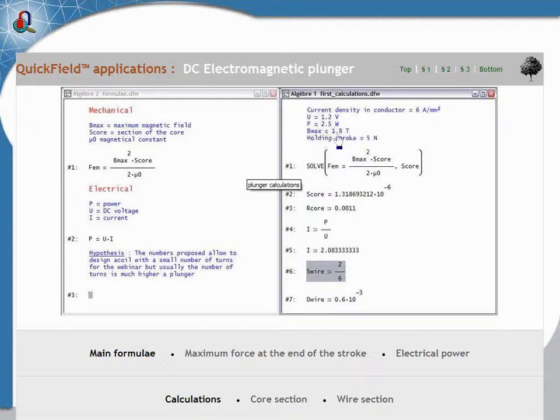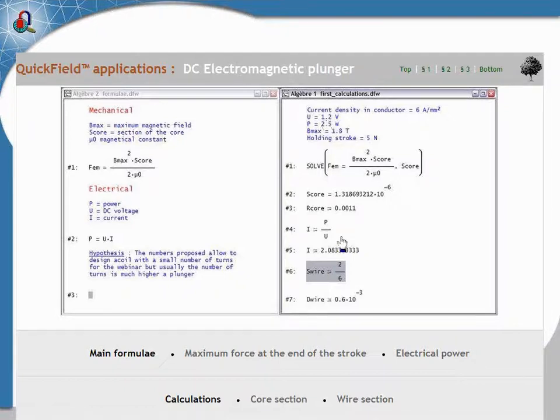So we will define our datasheet like this: a voltage of 1.2 volts, a power of 2.5 watts, Bmax, the saturation magnetic field of our steel, of our plunger, and a holding force of 5 Newton. So this will give us the current and the first dimension of the plunger.